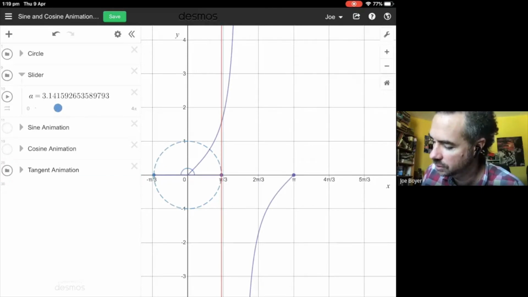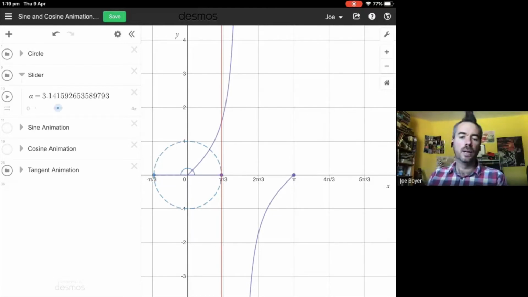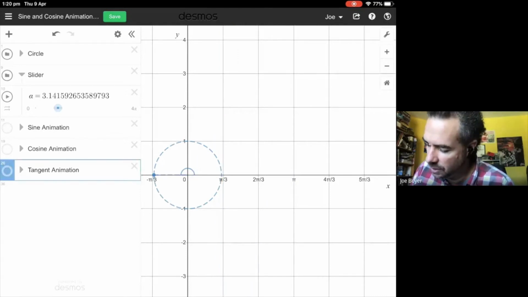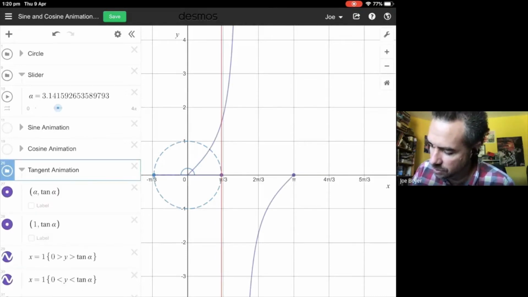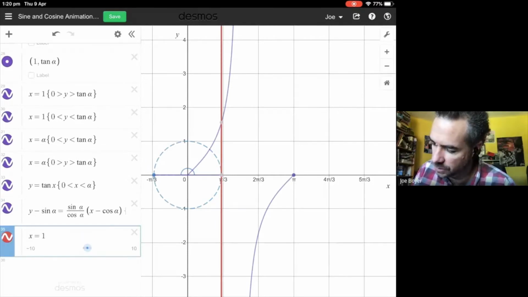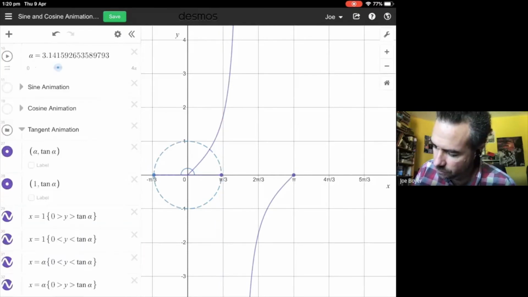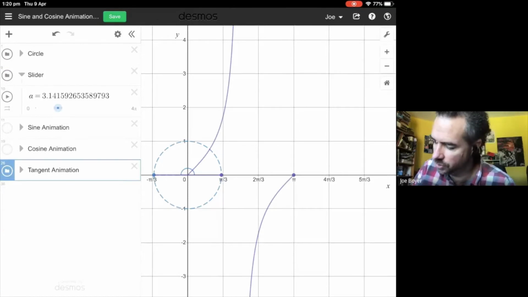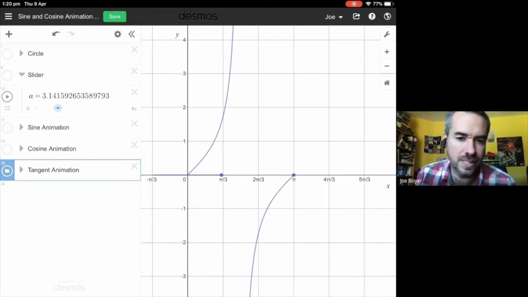Let me get it to right on pi. A bit fiddly. Not going to let me. There we go. All right. This thing here, I want to hide that x equals 1 line. Let me hide my circle as well. This thing here is basically one period of our tan graph.